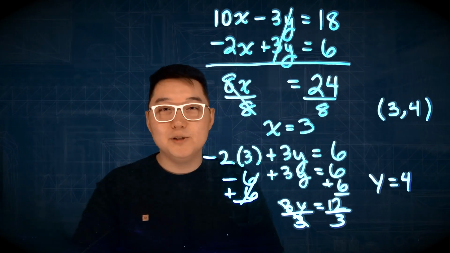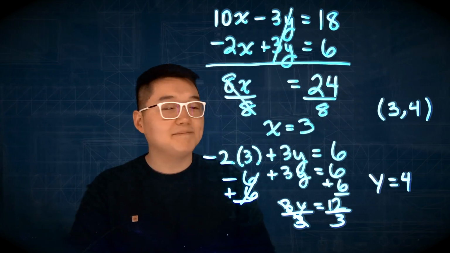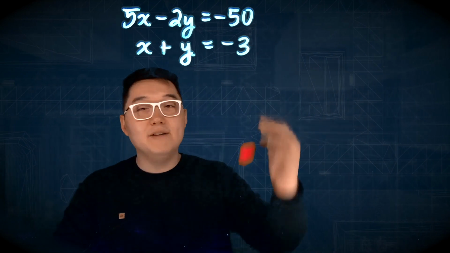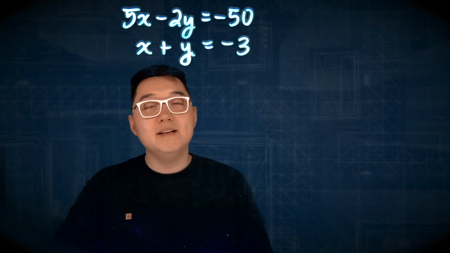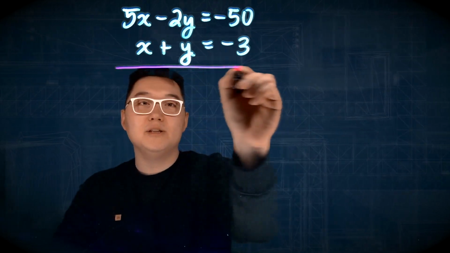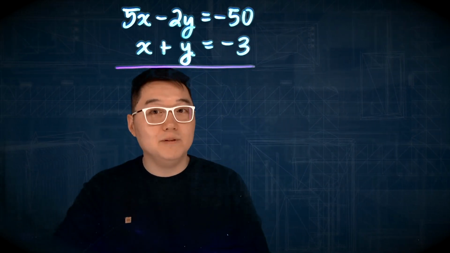So now let's go ahead and do some more complicated problems. Okay, so here's another example of a system of two linear equations. So let's see if the elimination strategy works. If I were to combine these two equations, let's see if one of the variables are eliminated.